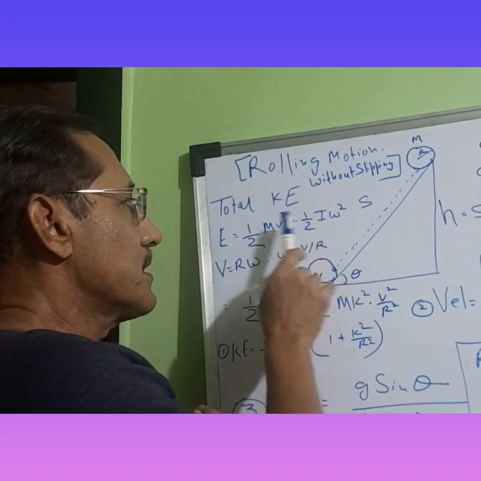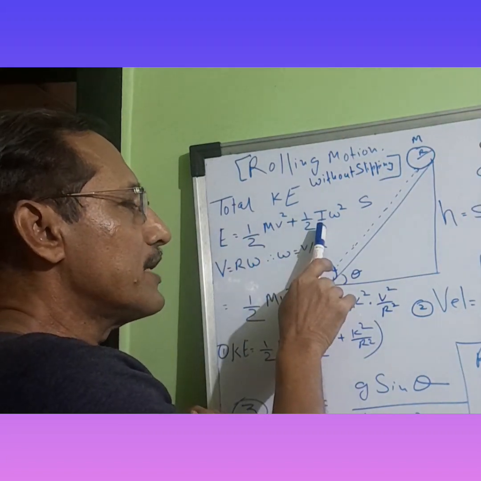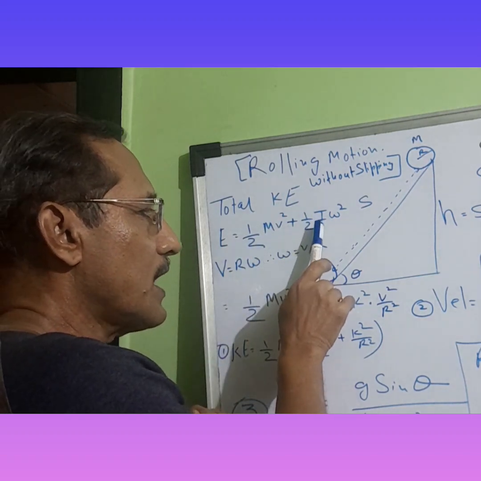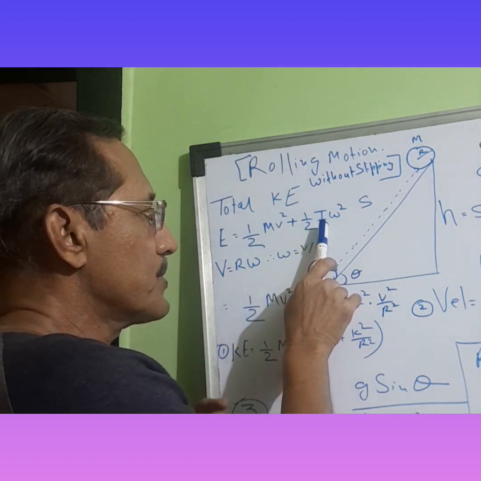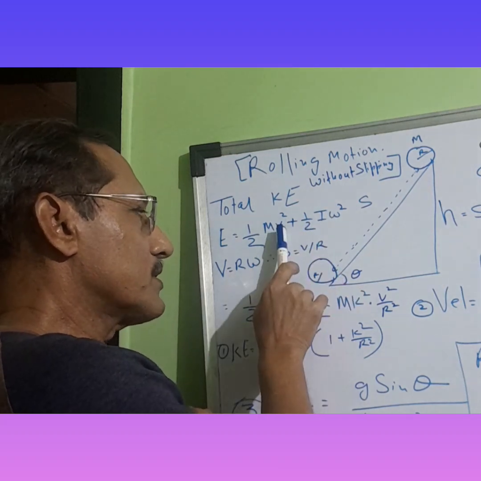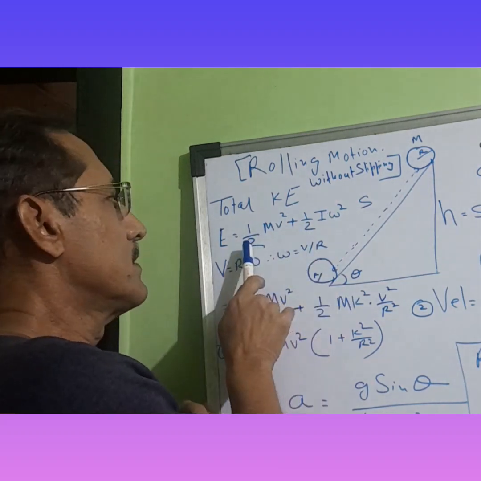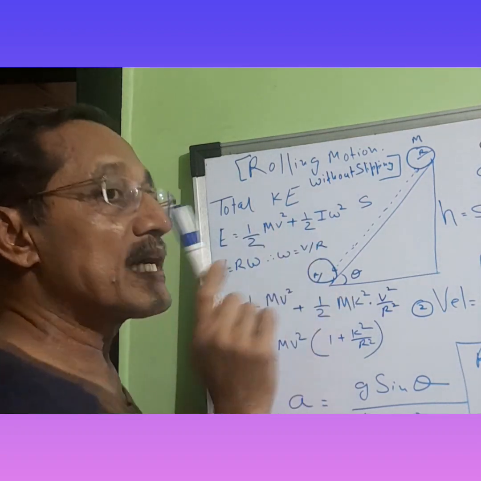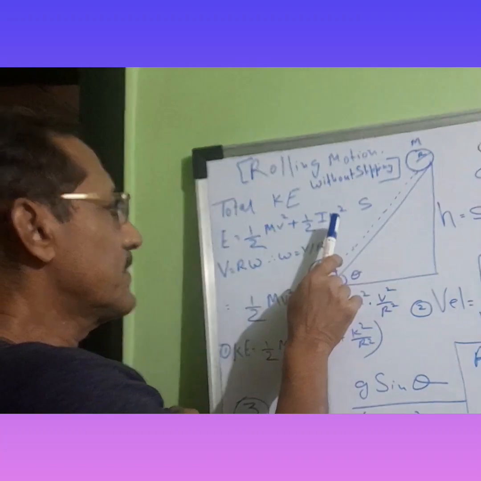Here we know m, and in rotational motion we know I. Linear mass corresponds to I in rotational motion, and linear velocity v corresponds to angular velocity. So this is translational kinetic energy, and this is rotational kinetic energy. Alright, some of that we do.